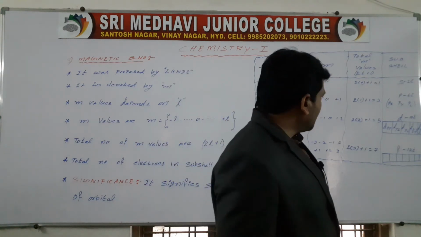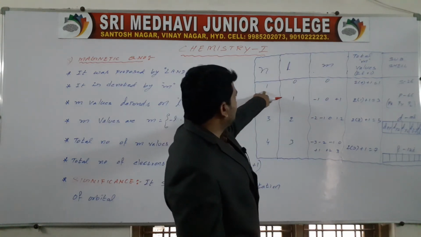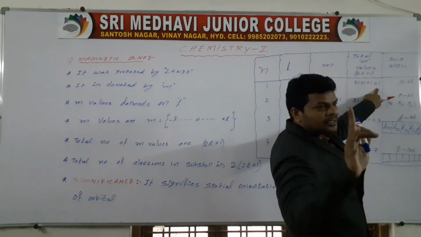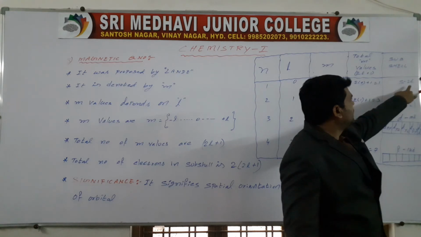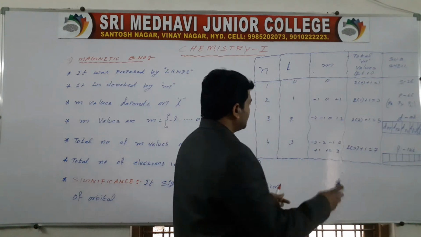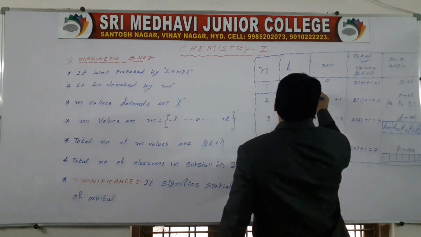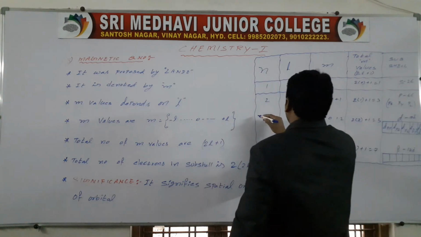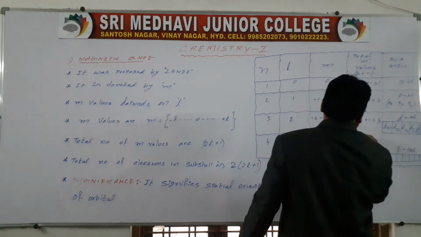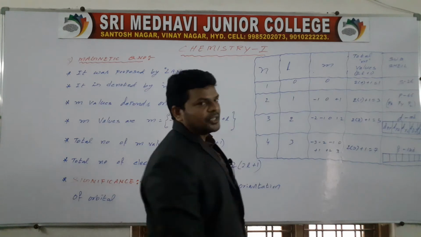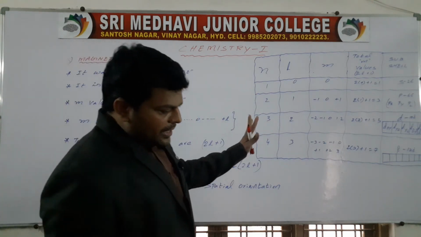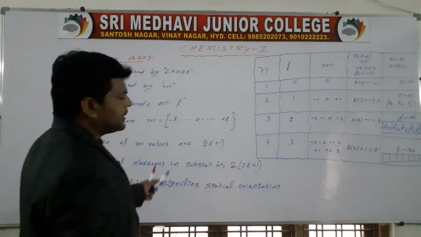Magnetic quantum number. N value is 1, L value is 0, M value is 0. So the total number of M values is 1. It is for the s orbital, so a maximum of 2 electrons can be accommodated in the s orbital. Like this, we may differentiate. We may describe the electron position by using these three quantum numbers. Got it?